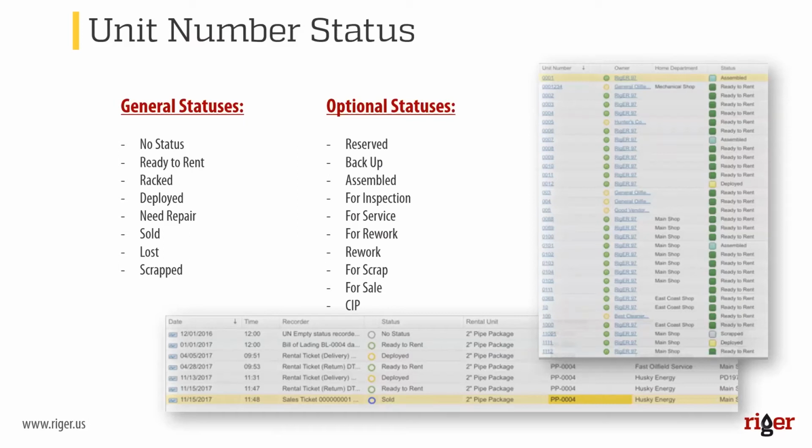For example, if you have the inspection module enabled, you will have for inspection or for service statuses. If you have the Rework module enabled, you will have for Rework and Rework statuses available in your RigER configuration and in your daily operations.